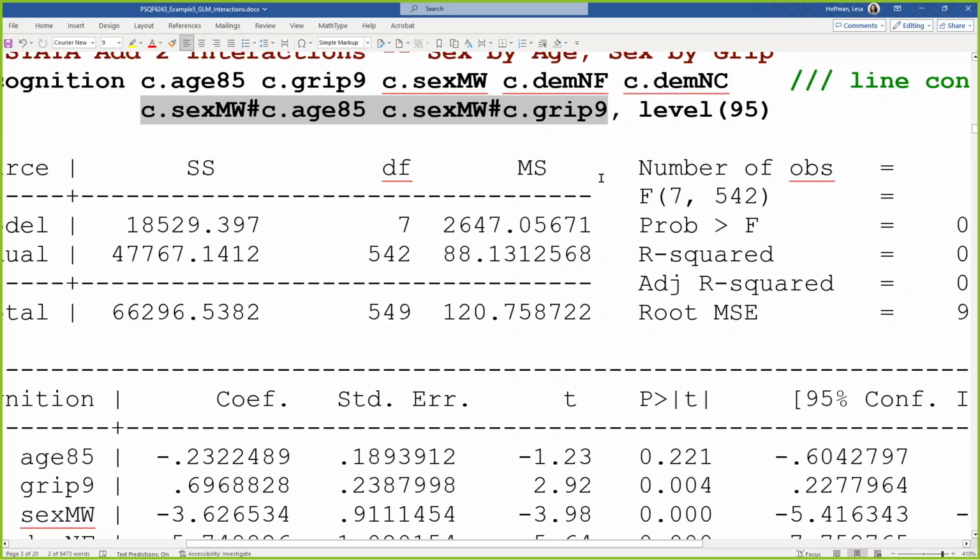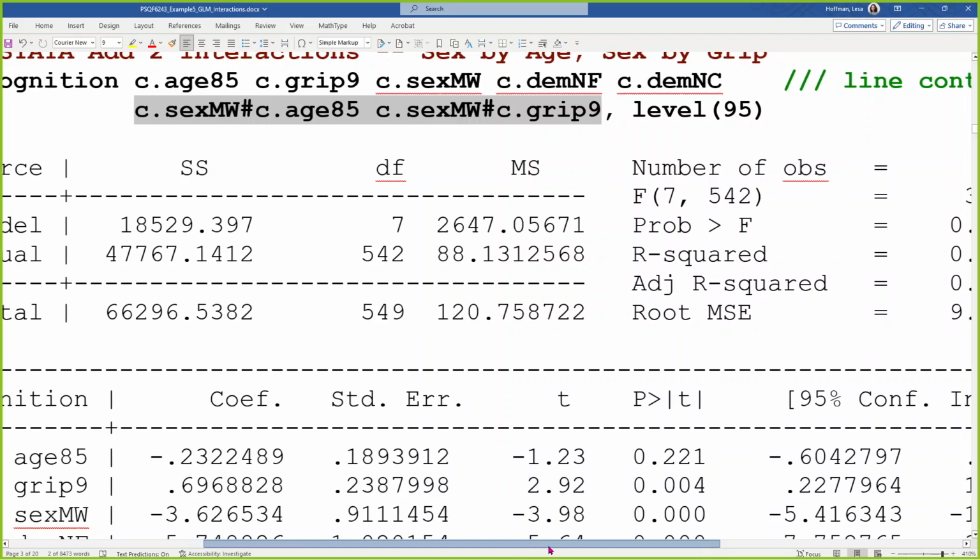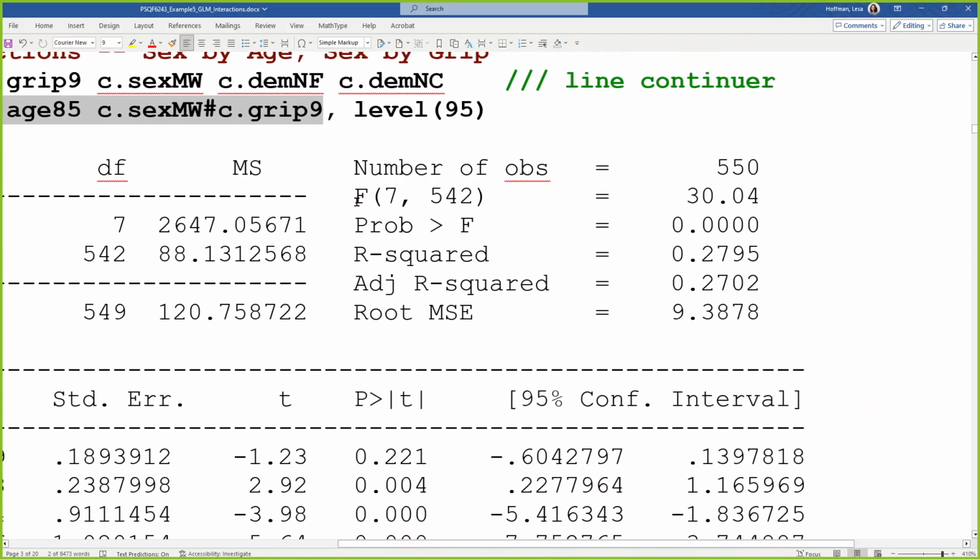So this is another point on the slopes versus variables distinction from earlier. I still only have 4 variables in my model: age, grip strength, gender, and dementia group. But now I'm up to 7 slopes. And foreshadowing what's going to happen, my F used to be 42, I think, and now it's down to 30. It got worse. I added stuff and it got worse. Why?